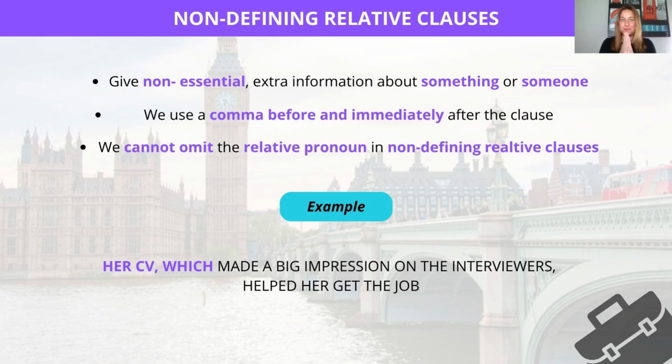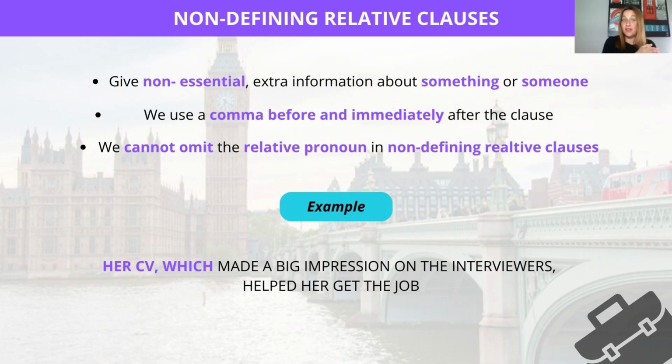Non-defining relative clauses. We use non-defining relative clauses to give non-essential or extra information about something or someone. So we use a comma before and immediately after the clause. I mean, the extra information we are giving is in between commas. So we cannot omit the relative pronoun in non-defining relative clauses.